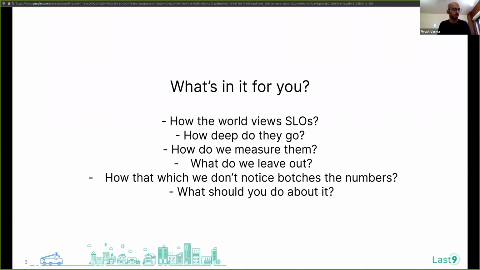So this session, I want to talk primarily about SLOs, service level objectives, and how they can be misleading. What is in it for you? How the world views these SLOs. Over the industry, I've actually seen that many a times we have been too liberal in using these numbers and going about chasing them without putting too much thought or measurement around how do we measure them, what do we leave out, and the clinical nature of these numbers, how easy it is to actually botch these numbers, and what do we do about it.